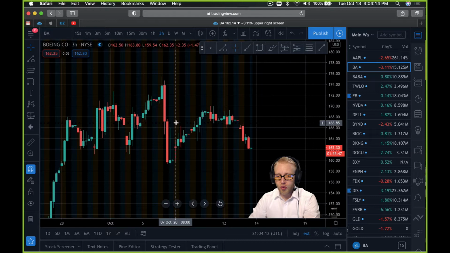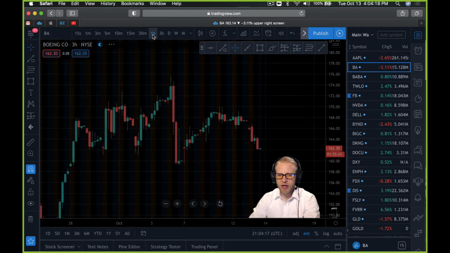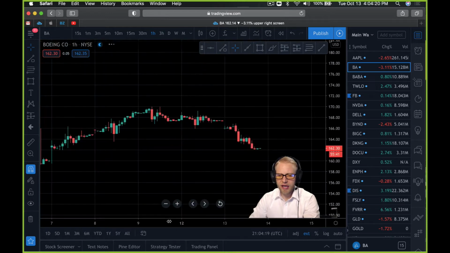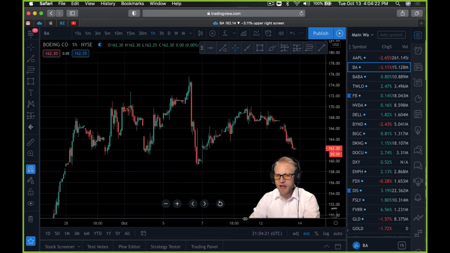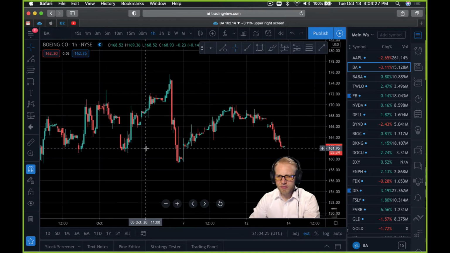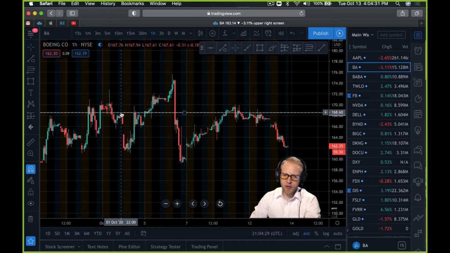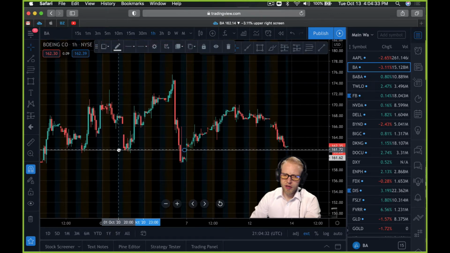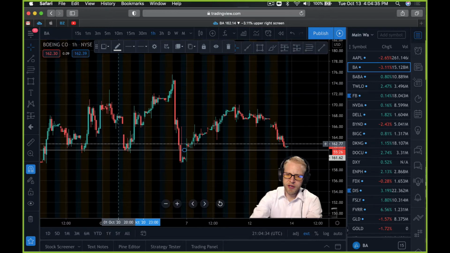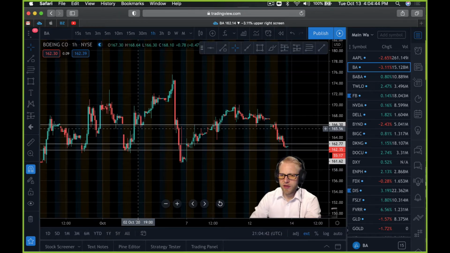Okay, so what we want to do is go back to an hourly chart. I love the 3-hour chart and then the hourly chart to find my levels. And so I can see that we have a support or a zone down here. This is where buyers should be stepping into their positions.